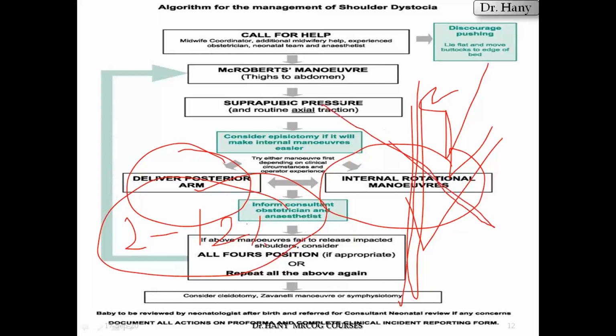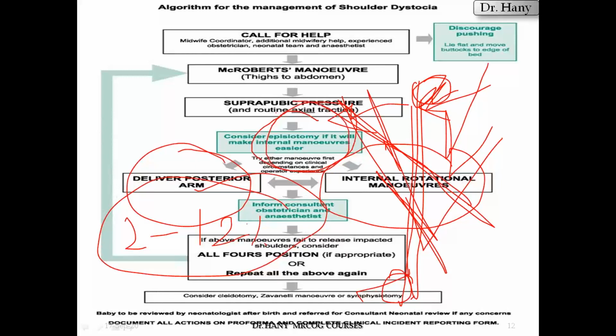Your dominant hand will be on the back of the anterior shoulder, and the other hand will be on the front of the posterior shoulder, and you will rotate the baby to the oblique diameter. If this failed, you will try to rotate to the other side. Internal maneuver first, not delivery of the posterior arm.